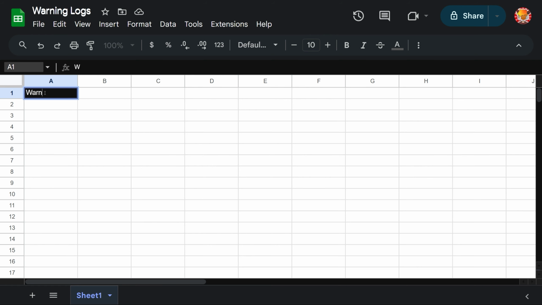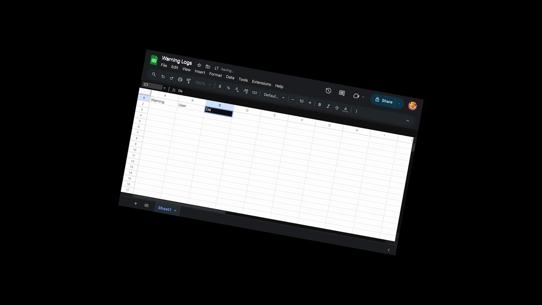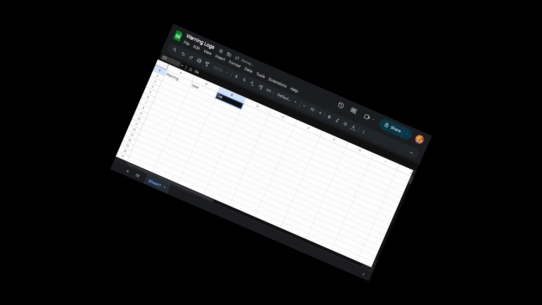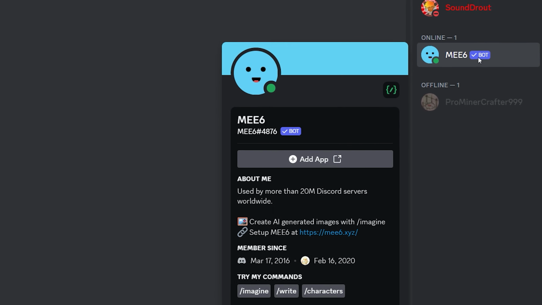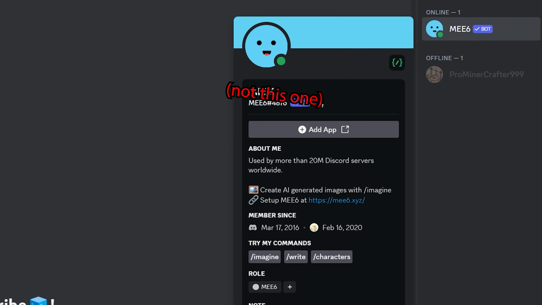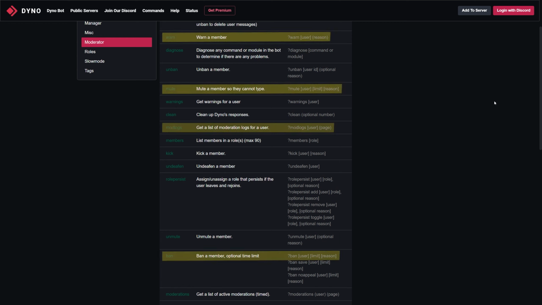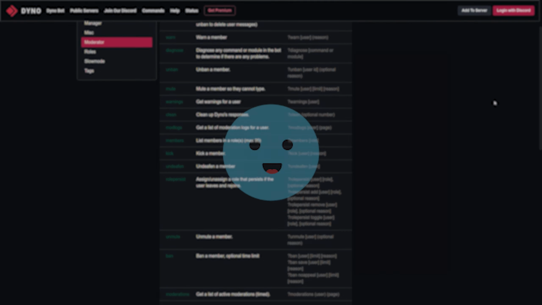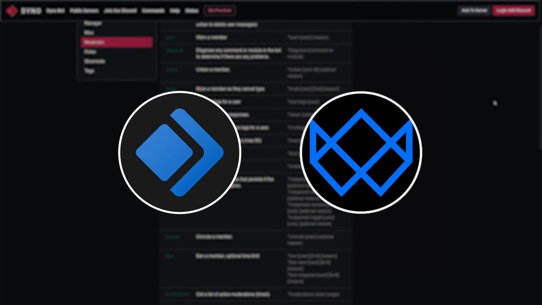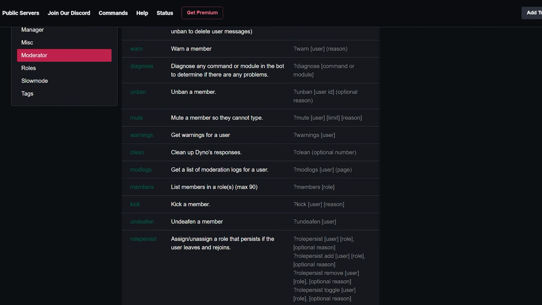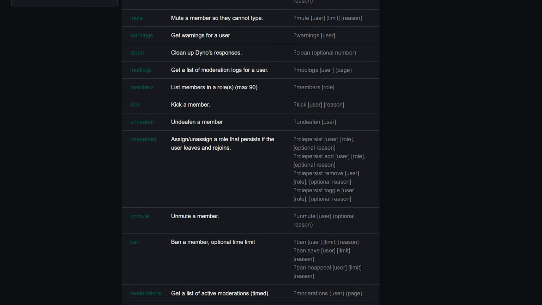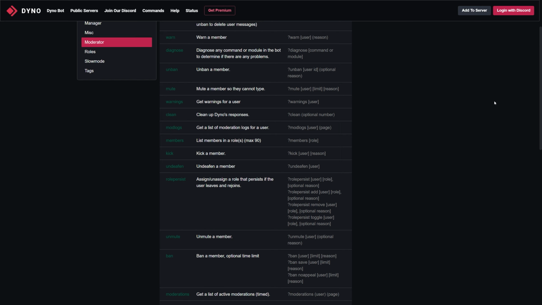I would recommend having some way to log the warnings. No, don't log them by writing them down in a spreadsheet. Get a bot. Bots come in very handy for punishing users. This is because you can warn, mute, and ban people alongside having logs, and the time and reason for every single punishment. Some bots I would recommend having are Carl-bot or Dyno. These will both allow you to perform pretty much anything you need for moderation. I'll include links to them in the description.